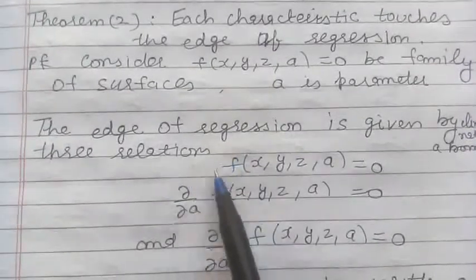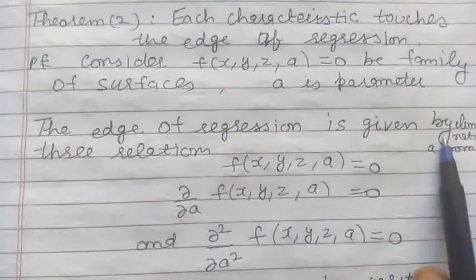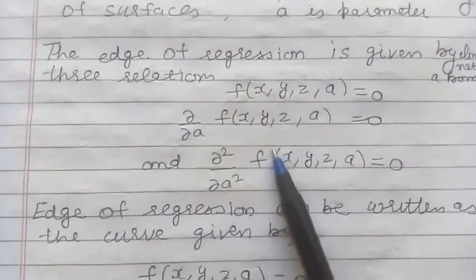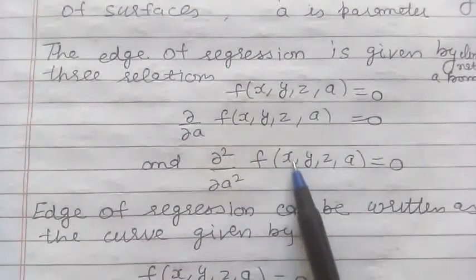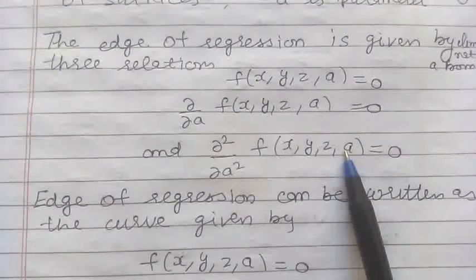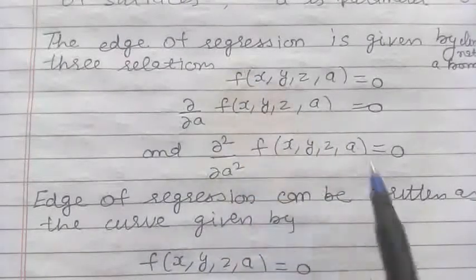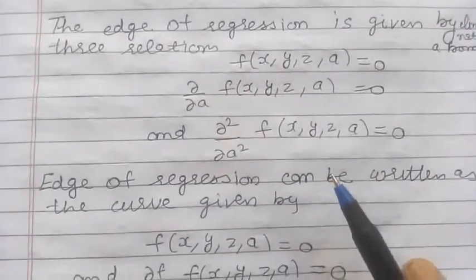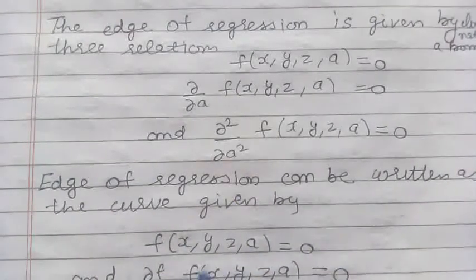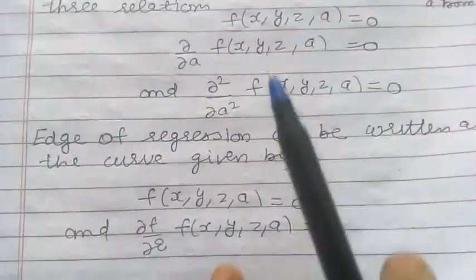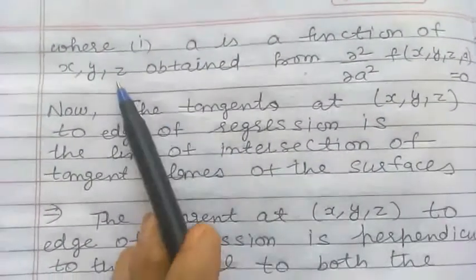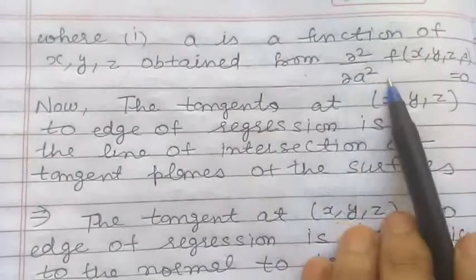Now as we know, the edge of regression is given by eliminating a from the three equations: f equal to 0, ∂f/∂a equal to 0 and ∂²f/∂a² equal to 0. Now if we find the value of a in terms of x, y, z from this equation and substitute above, then the edge of regression can be written in another form. We can say that the edge of regression is given by f equal to 0 and ∂f/∂a equal to 0, where a is not a constant now. a is a function of x, y and z, which is obtained from ∂²f/∂a² equal to 0.